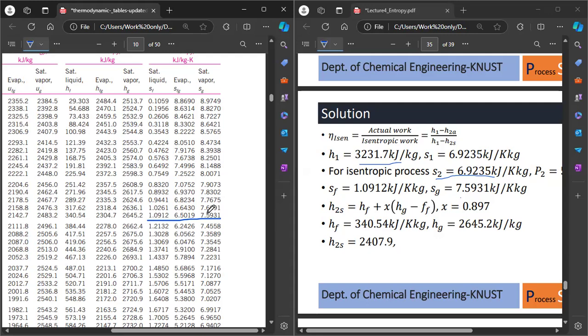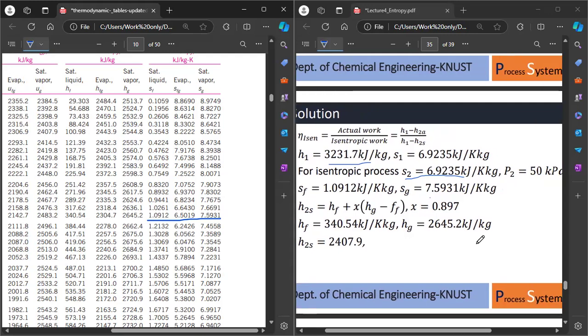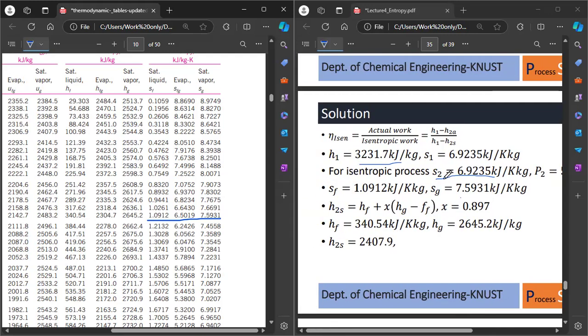So we'll find our quality. And we already know how to do that, right? We have the entropy, we have the entropy of the saturated liquid, the entropy of the saturated vapor. We can put it into our expression and then find our quality, which is going to be 0.897 if we do it well. Then we want to find the enthalpy for that same system.